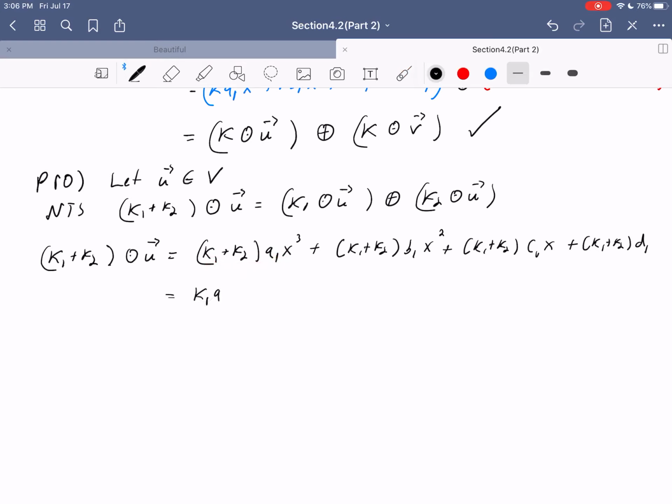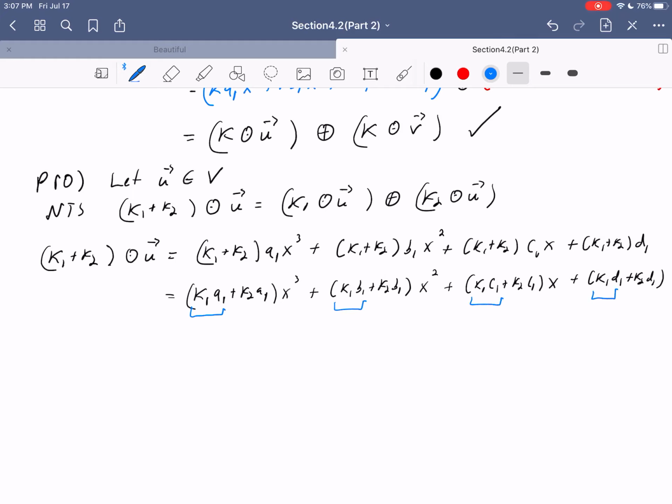So we get K1A1 plus K2A1 times x cubed plus K1B1 plus K2B1 x squared plus K1C1 plus K2C1 x plus K1D1 plus K2D1. Once again, we'll do the same trick. Let's grab each of these and treat that as one polynomial, and then each of these and treat that as a second polynomial, and then use our definition of our vector addition here.